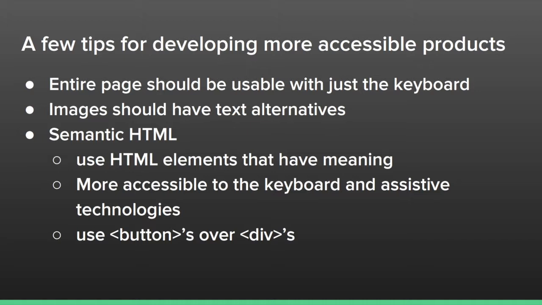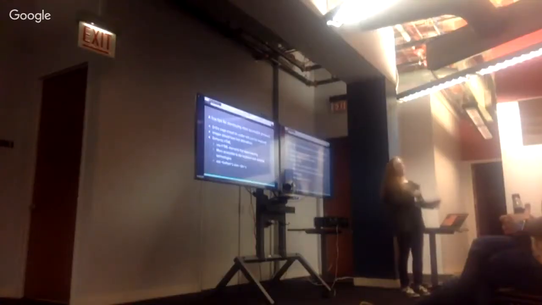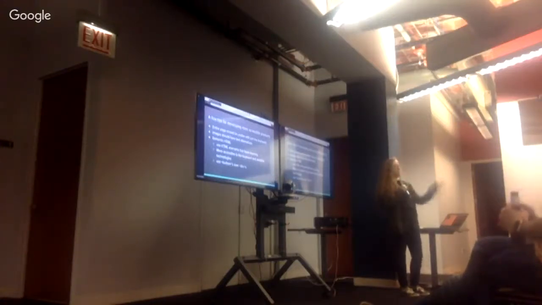So a few tips for developing more accessible products. The entire page should be usable with the keyboard, and semantic HTML is actually going to help with that. And then we should give images text alternatives. So a little more on semantic HTML here. Well, first of all, a quick HTML lesson for anyone who doesn't know HTML in the room. We use div elements. It's just a div to mean a division or a section. We use them as containers, and we could use them for everything and just apply some styles on top of that, but we shouldn't.